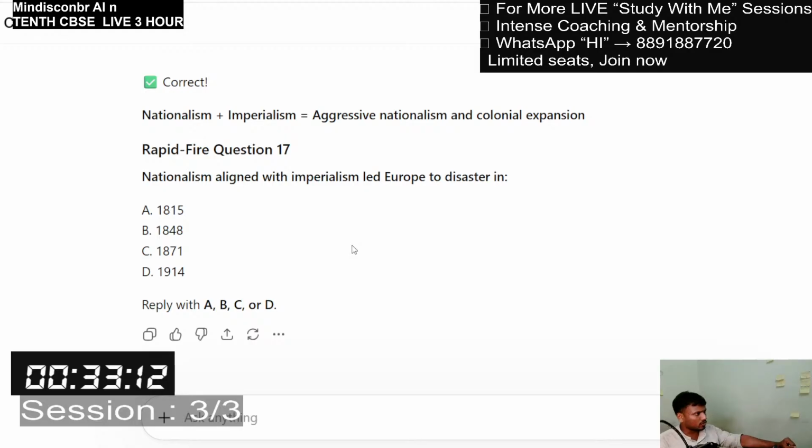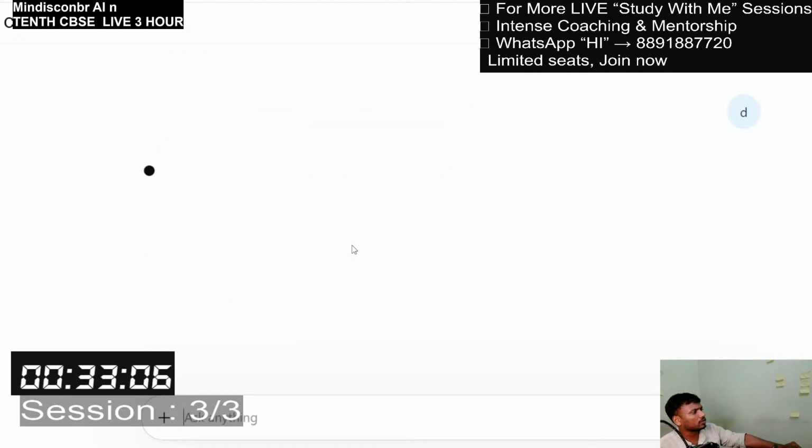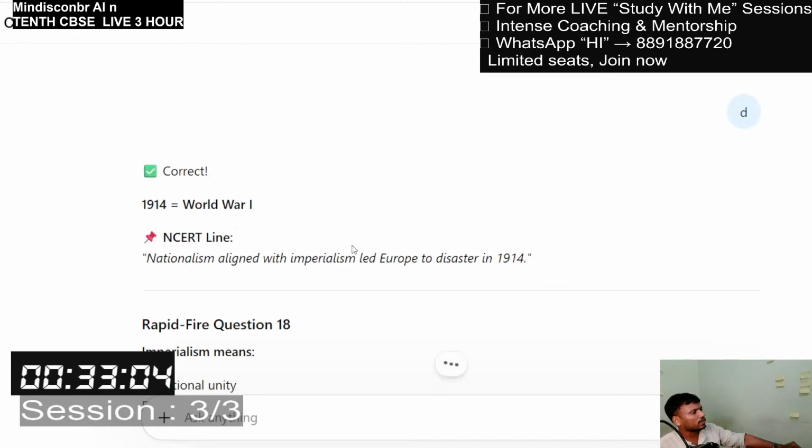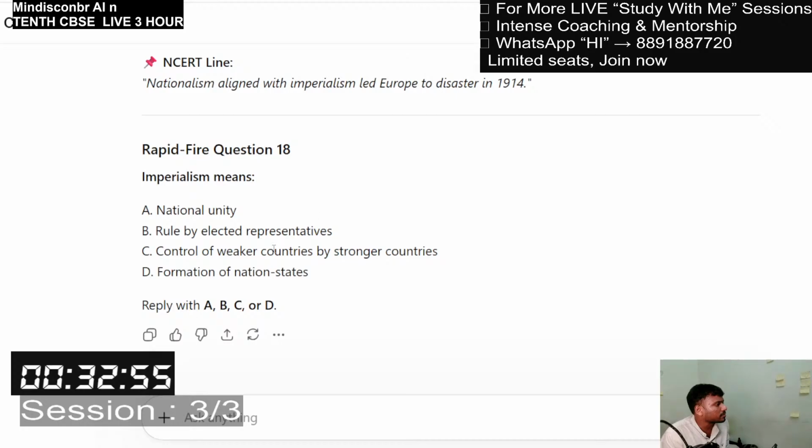1871 or 1914? I think it's 1940. Starting of World War One. Correct. Nationalism aligned with imperialism led Europe to disaster in 1914. This is a direct NCERT line. Imperialism means control of weaker countries by stronger countries.